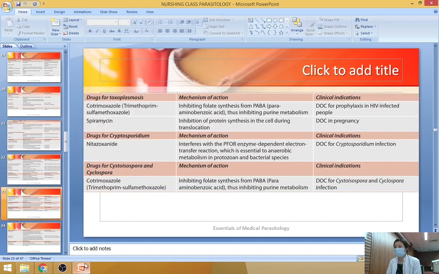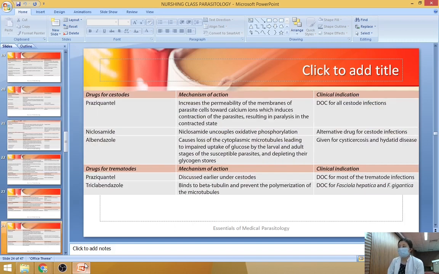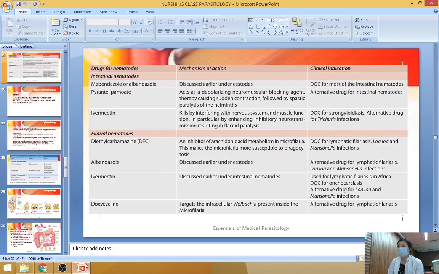Then toxoplasmosis, that is Toxoplasma gondii. Co-trimoxazole, that is trimethoprim and sulfamethoxazole, is the drug of choice in HIV infected people, which is very important. Spiramycin is the drug of choice in pregnancy. Suppose a girl is pregnant, what to do? We have to give spiramycin, right? Because this is the drug of choice in pregnancy. These are important. Then cestodes, trematodes and nematodes and all.